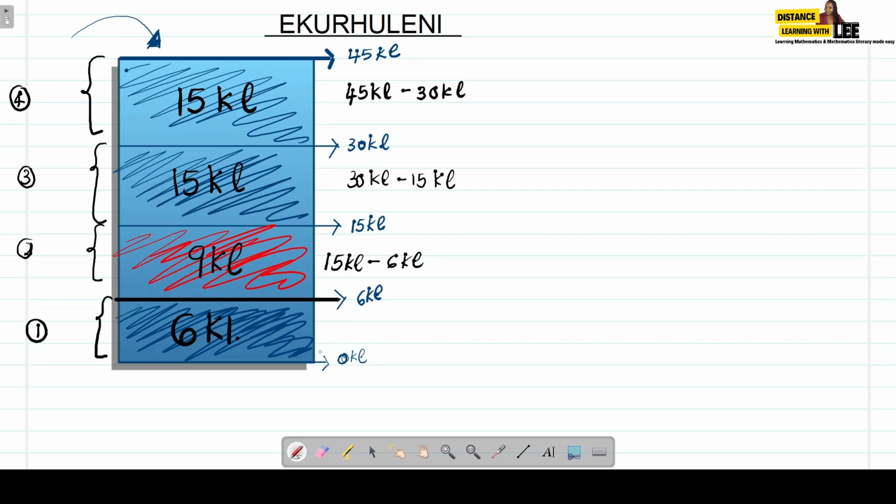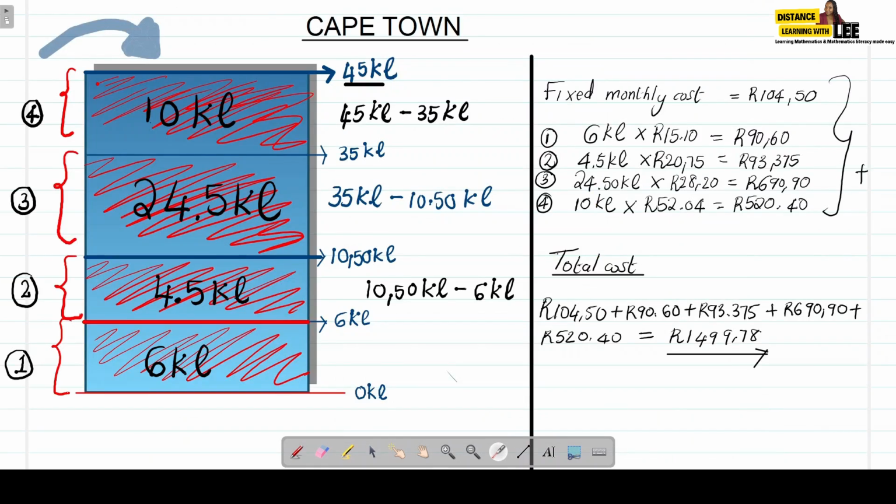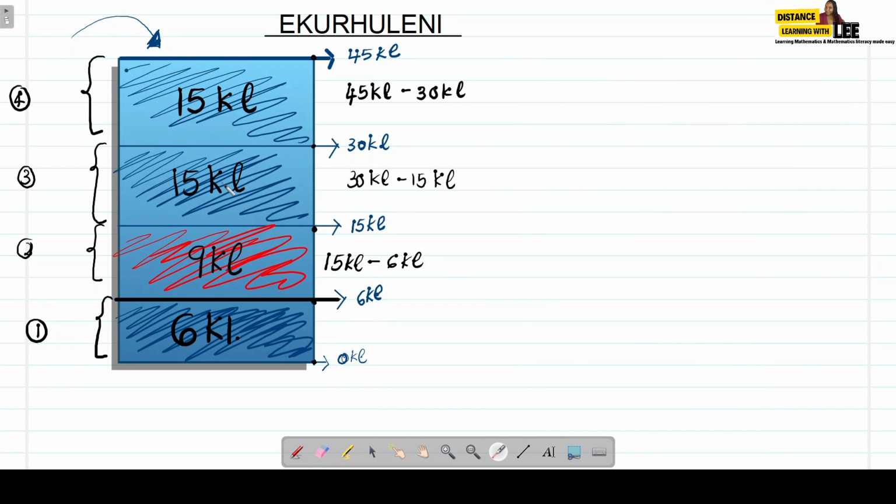Okay, so we were at 0 kiloliters of water. We added 6 kiloliters of water. From that 6 kiloliters, we added another 9 kiloliters to put us at 15 kiloliters. From that 15 kiloliters, we added another 15 kiloliters to get to 30 kiloliters. And from that 30 kiloliters, we added 15 kiloliters to get to your 45 kiloliters, all right? So that is basically what is going on with these intervals that are given to us here, right?